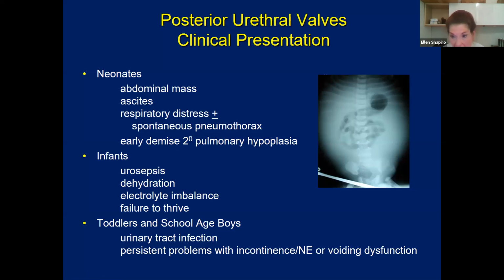Infants in the old days, when I was a resident, came in with urosepsis, dehydration, electrolyte imbalance, and failure to thrive. That was not unusual in 1982 when I was in urology at Johns Hopkins. Toddlers and school-age boys present with urinary tract infection and persistent problems with incontinence, nocturnal enuresis, or voiding dysfunction.